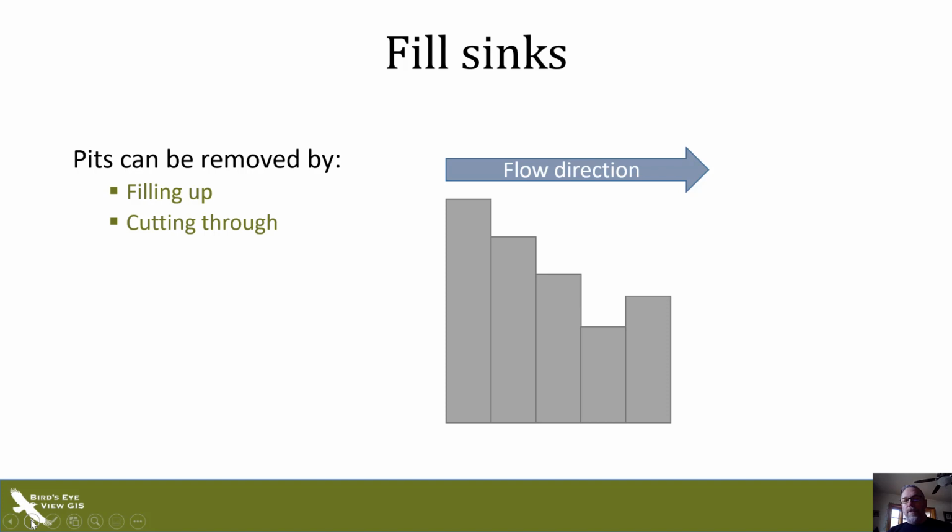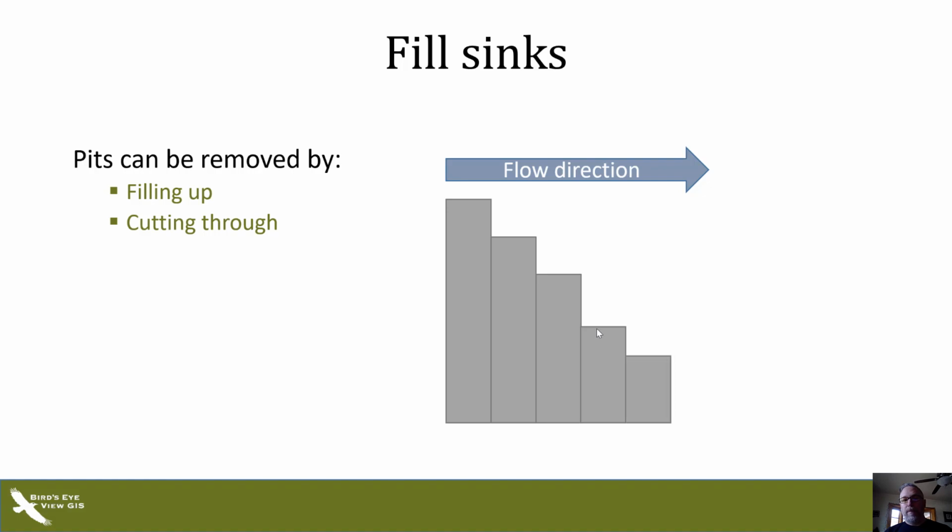When you're filling sinks, you can do it two different ways. Here you can see a flow down through some elevation pixels here. This would be a sink right here where water would get trapped there. You can either choose to take the average of those pixels and fill that up, or cut through to remove that sink.